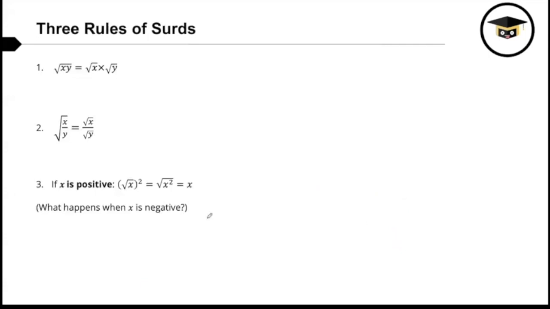Now let's talk about 3 rules of surds. The first rule I want you to understand is that the square root of xy is equal to the square root of x times the square root of y. We can read this both ways, right? So we can say that root 21 is equal to root 3 times root 7, but we can also write it as root 3 times root 7 is equal to root 21.